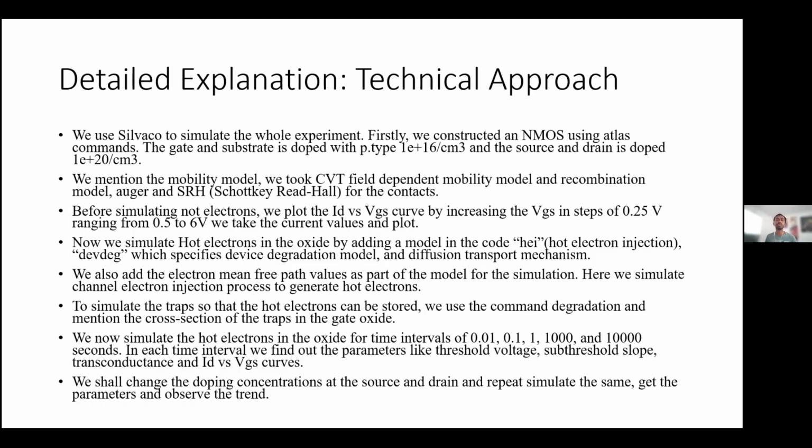And after applying a degradation model for specific time intervals, we took the time intervals as 0.01, 0.1, 1, and 1000. For each and every time interval, we get all the parameter values and the ID versus VGS curves. And we also change the doping concentrations in the source and drain, and we observe the same. And we repeat the same using these time intervals.